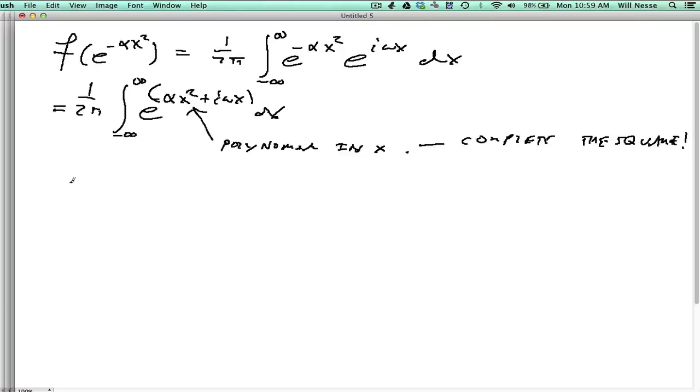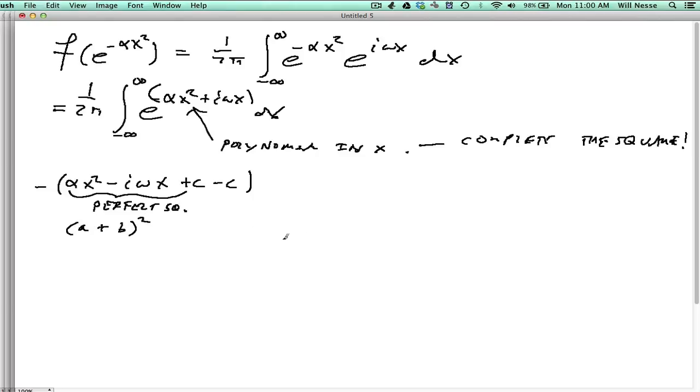Okay, so how do we do that? What I'm going to do is factor out that negative sign, make alpha x squared positive, and then put that negative sign there, omega x. And what we have to do always with completing the square is go plus c and then a minus c. And then we do it such that this thing can become a perfect square of the form a plus b squared minus c.